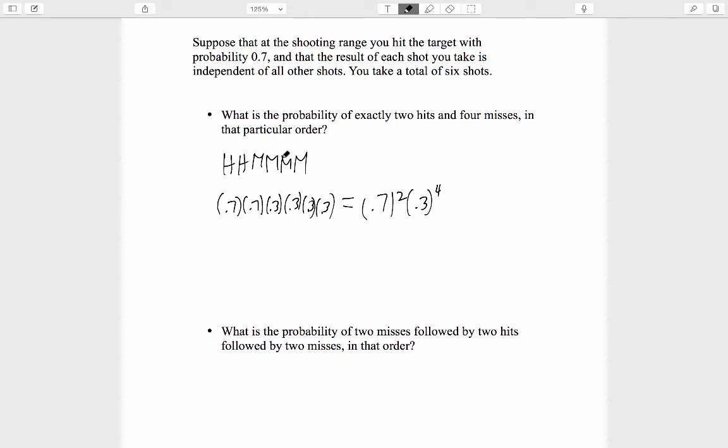The important point is, this is one specific outcome, not several outcomes joined together into an event. This is an event with just one outcome. If we had drawn the tree, there would be a path that looked like hit, hit, miss, miss, miss, miss. And that one path would correspond to this outcome.